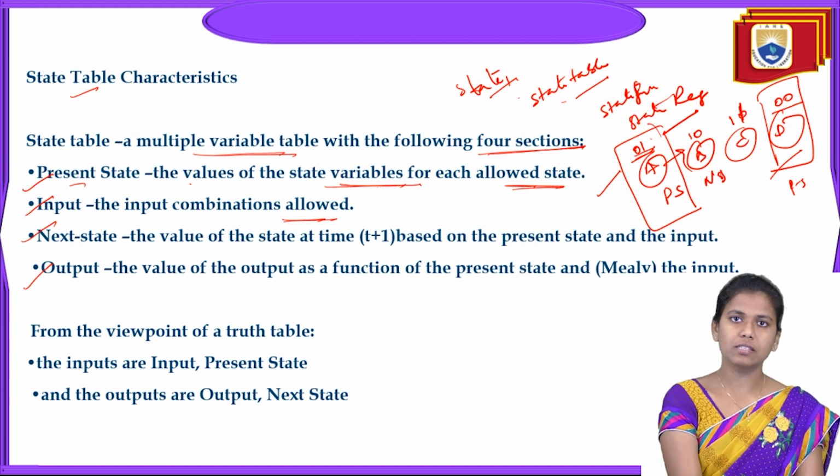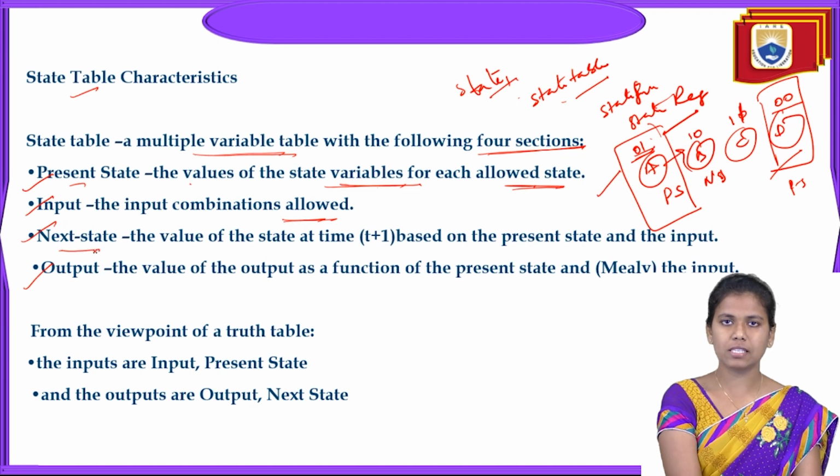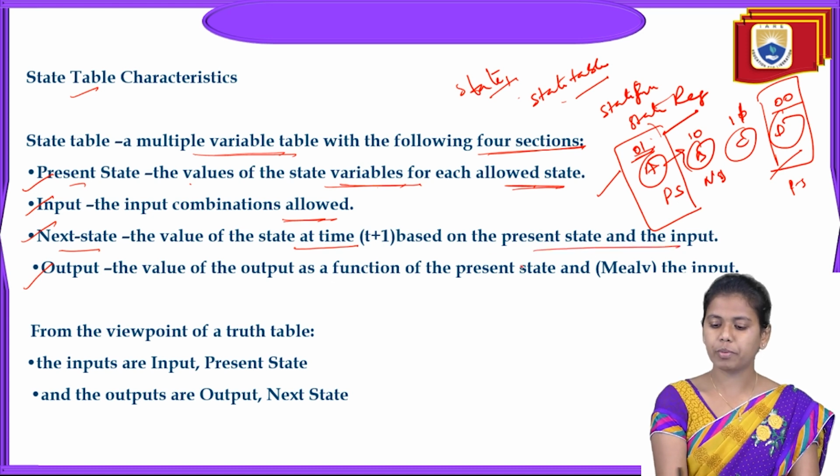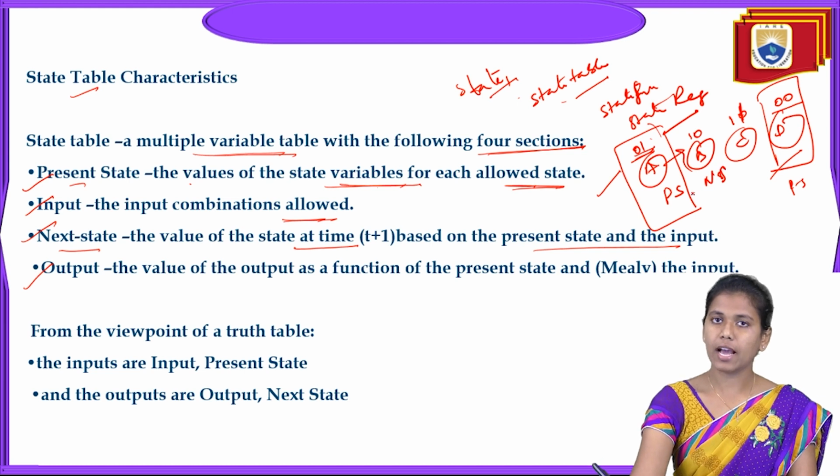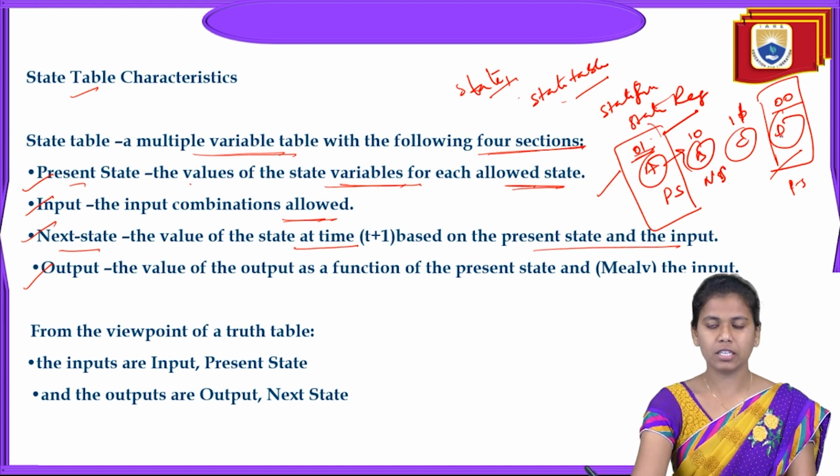The third section in the state table is the next state. So what is the next state? It is the value of the state at time t plus 1, based on the present state and the input. In my example I have 4 states A, B, C and D, where the present state is A and the next state is B.